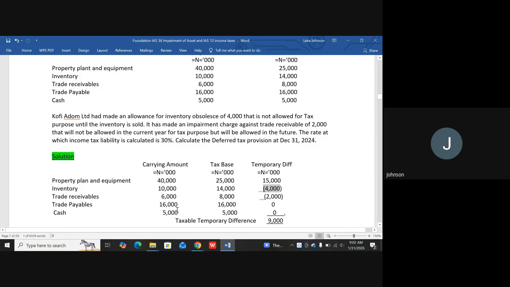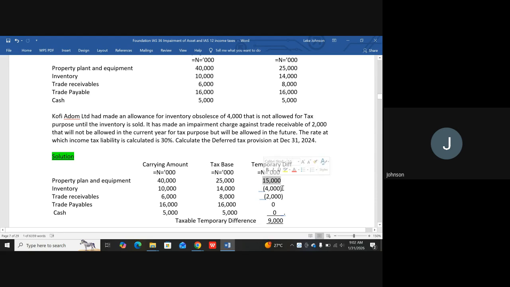The next year, take your 6,000, press it in your calculator, minus 8,000. So always take the carrying amount first. Always press the carrying amount first in your calculator before you minus the tax base all the time. So some will be positive, some will be negative. So whichever is positive is not favorable.